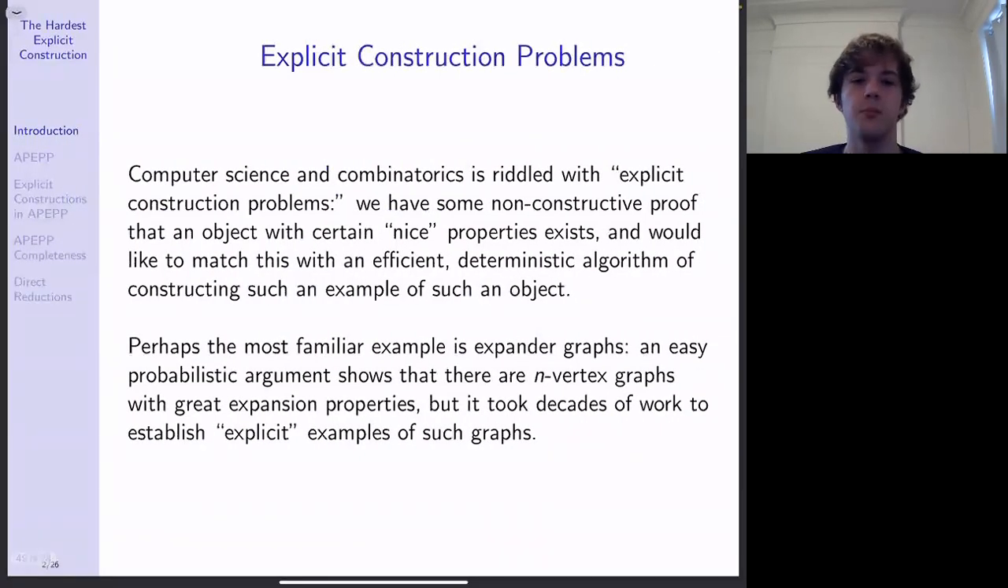Throughout computer science and combinatorics, a ubiquitous problem is the explicit construction problem, where we have some non-constructive proof that an object with certain desirable properties exists. We'd like to match this non-constructive proof with an actual efficient deterministic algorithm which allows us to construct an example of one of those objects. Maybe the most famous example is expander graphs, where we have an easy probabilistic argument that an n-vertex graph chosen at random is a good expander, but it took a long sequence of works to actually match this with good explicit constructions of expander graphs.